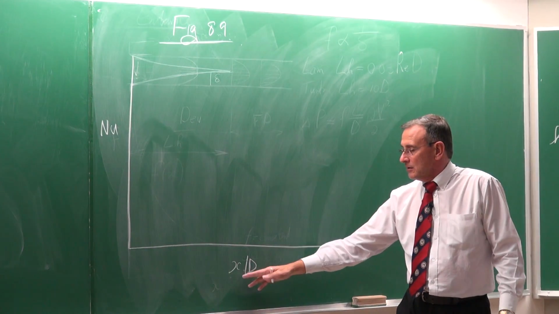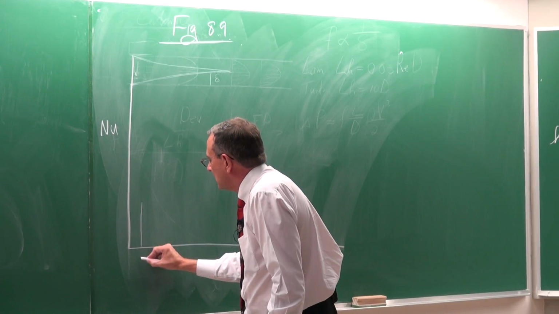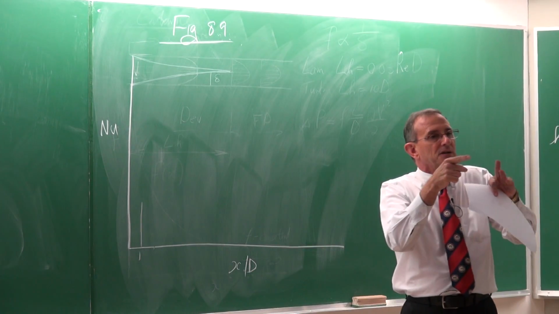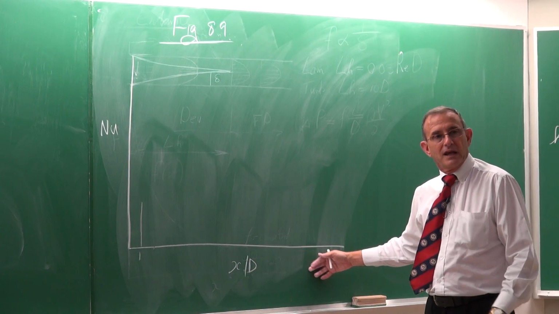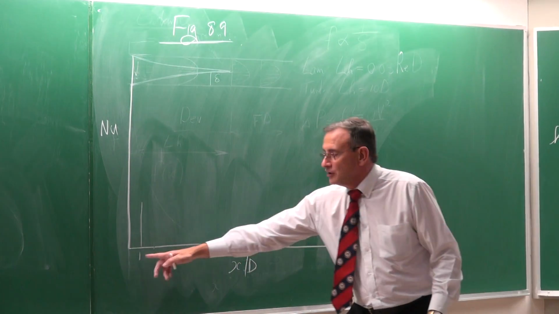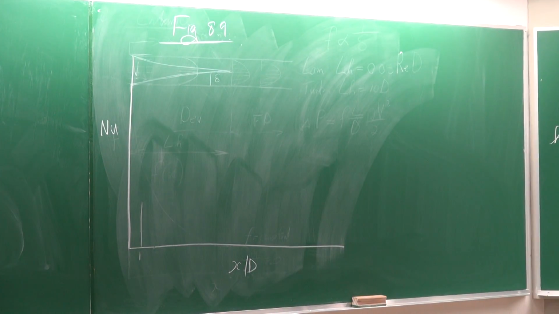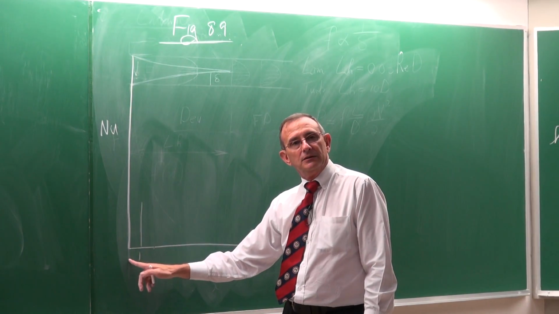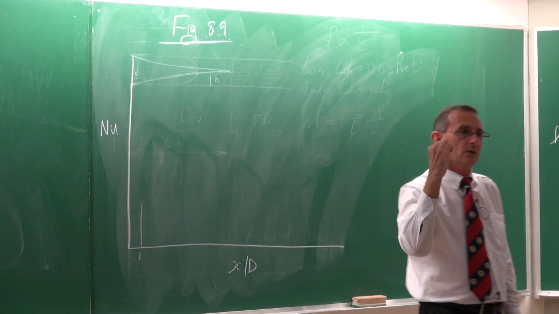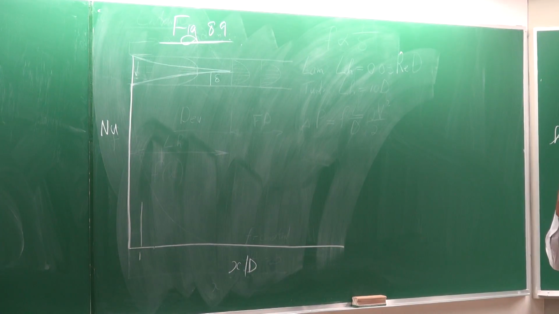And normally, when x over d is equal to 1, it means it is just one diameter into the tube. So x over d can be 1,000 or 10,000. Obviously, it's going to be 1 if the length of the tube is the same as the diameter of the tube. And it's going to be approximately 0 when it is a washer. Okay? An orifice would be x over d equal to 0.